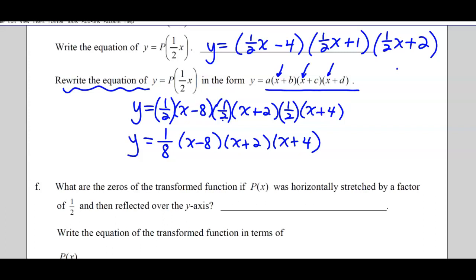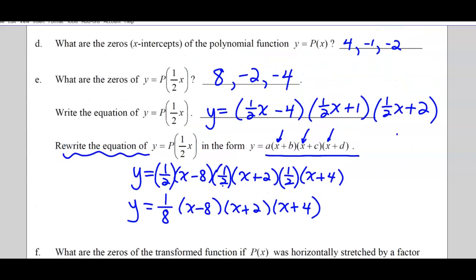Okay, so let's do another transformation. What are the zeros of the transformed function if p of x was horizontally stretched by a factor of a half and then reflected over the y-axis? So back to your original p of x. I think that's at the top of your page as well, right?